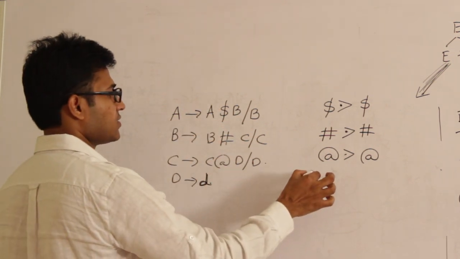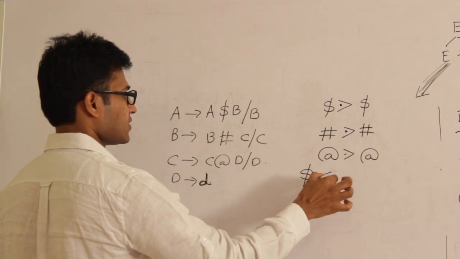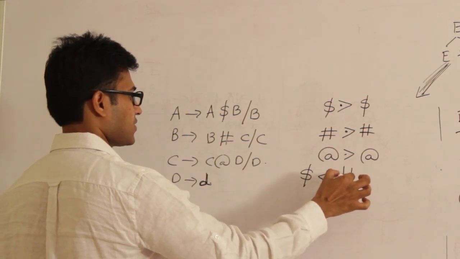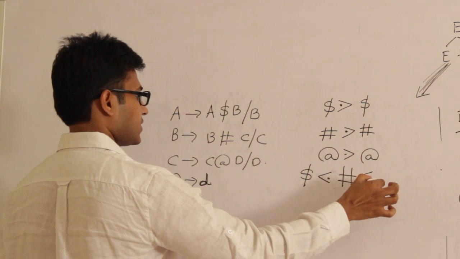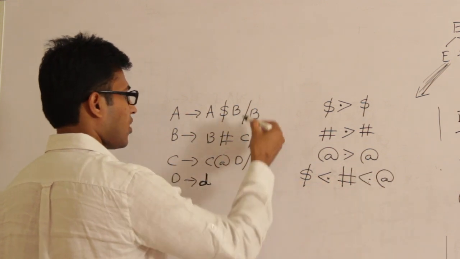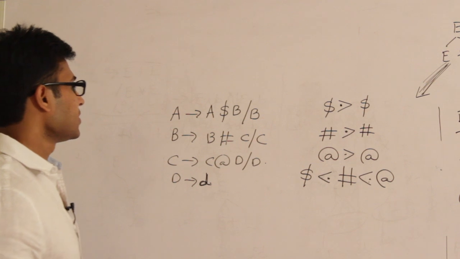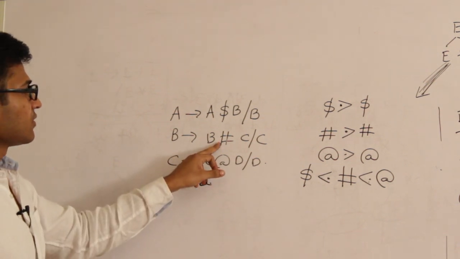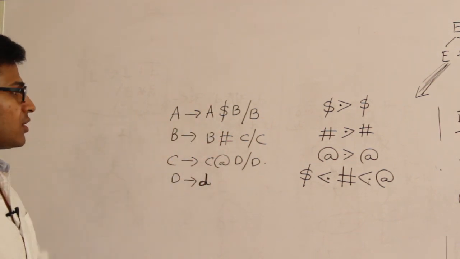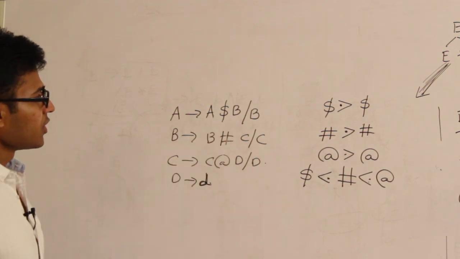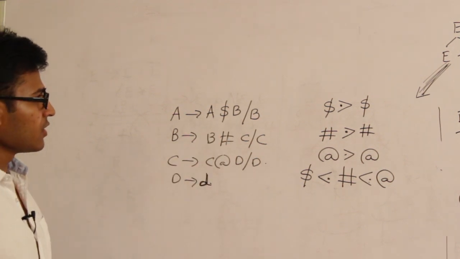Now compare all three operators once again. Which one is having the least precedence? Dollar is having the least precedence. Which one is having the next least precedence? Hash. Which one is having the next least precedence? At the rate. Therefore, in the order of precedence, the highest precedence will be given to @, the next highest precedence will be given to hash, and the next highest precedence will be given to dollar. So this is how the operators can be evaluated.